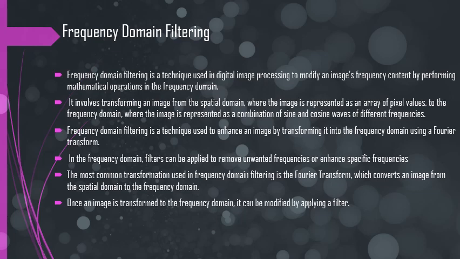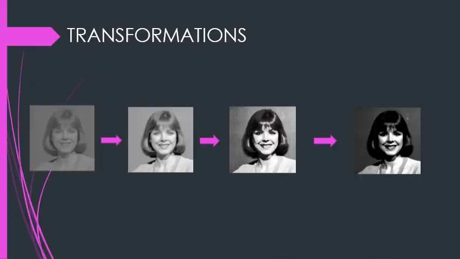The most common transformation used in frequency domain filtering is the Fourier transform, which converts an image from the spatial domain to the frequency domain. Once an image is transformed to the frequency domain, it can be modified by applying a filter. These are the transformations we can see in all the four different methods of enhancing the image.